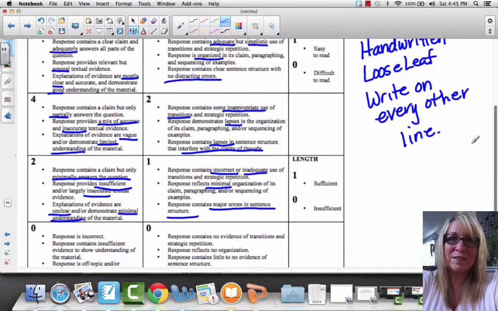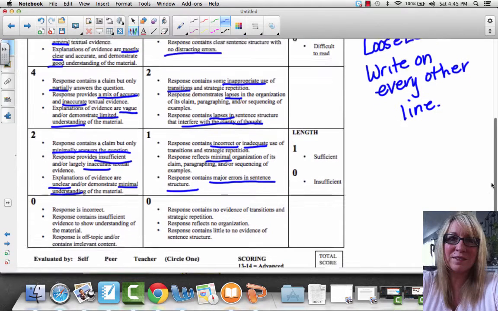A 2-point response contains some inappropriate use of transitions and strategic repetition. Response demonstrates lapses in the organization of the claim, paragraphing, and/or sequencing, and the response contains lapses in sentence structure that interfere with the clarity of thought. So your mistakes are so gross that I don't understand what you're trying to tell me.